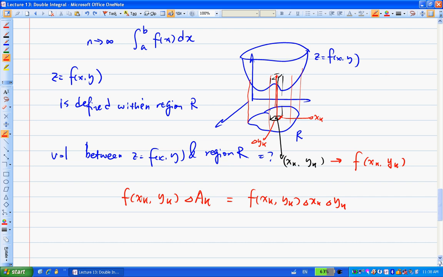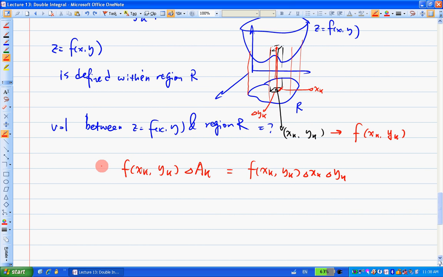What you need is as many boxes as possible, and then you add them up. So your total volume is a sigma of this, with k from 1 to n. Then you let n go to infinity, and the summation turns into an integral. But the problem here is you've got two variables, x and y. So instead of just one single integral, we have two integrals.